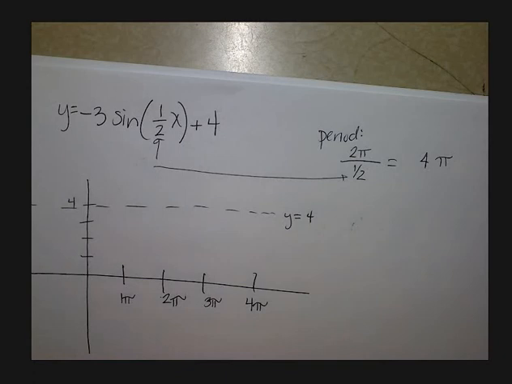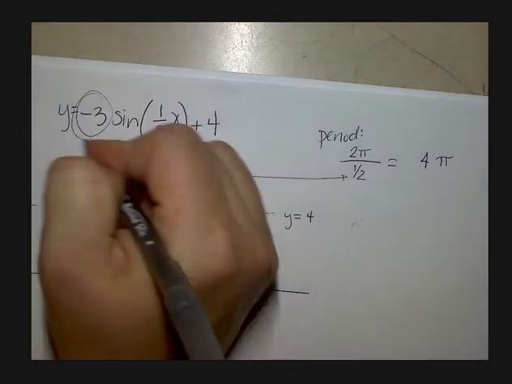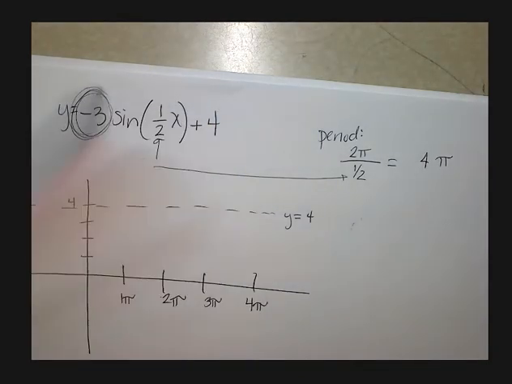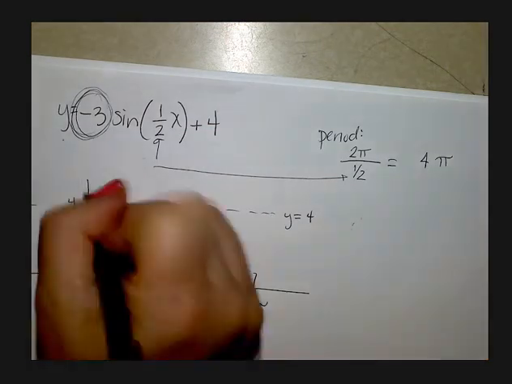Okay, put your finger back at 0, please, on the unit circle. We are now going to take the amplitude and we're going to apply the reflection using our unit circle. So on the unit circle, put your finger at 0. What is the sine value? 0. What's 0 times negative 3? 0. Dot here.